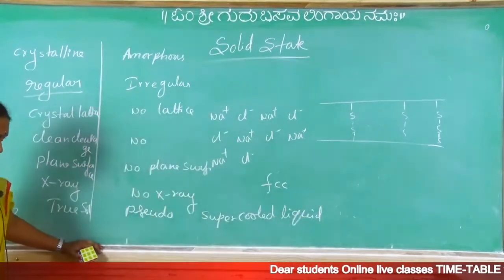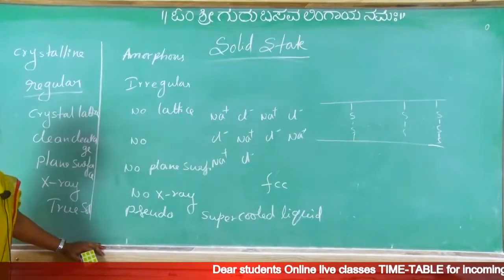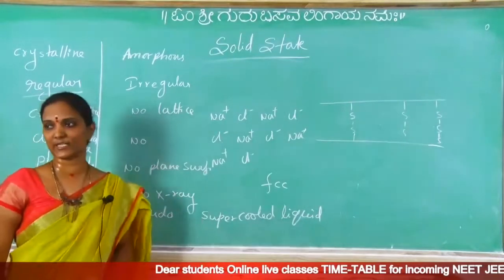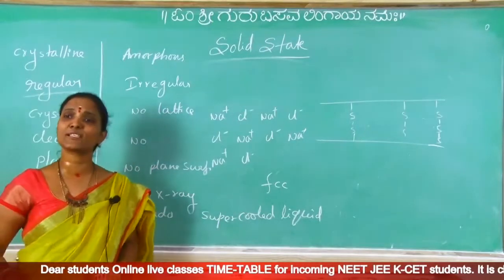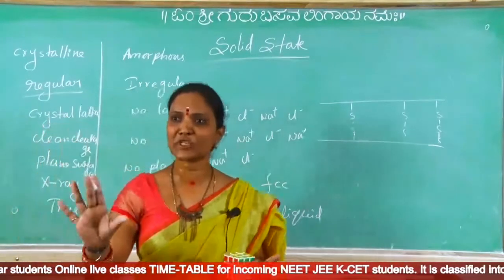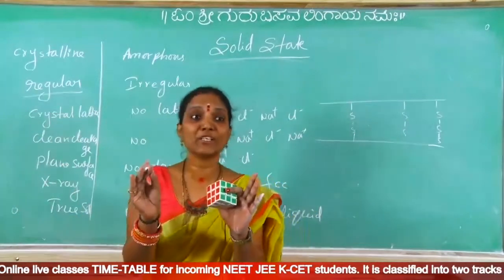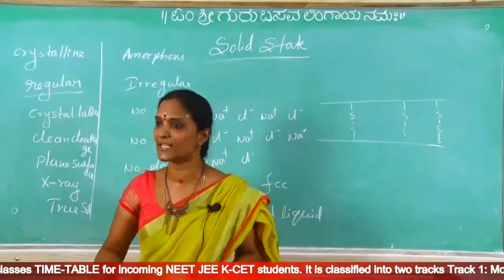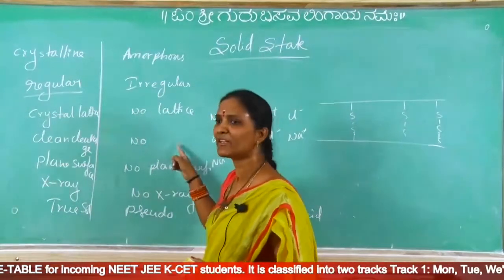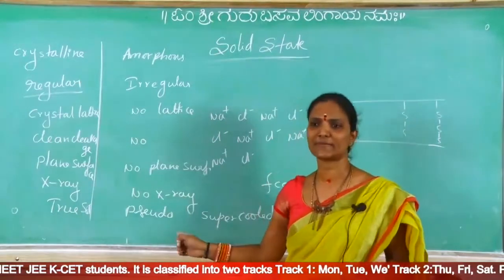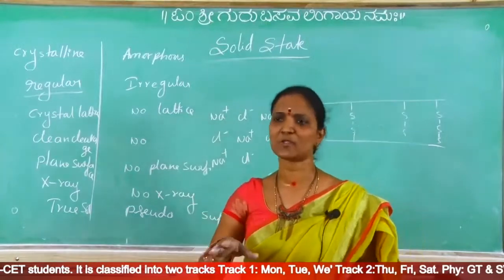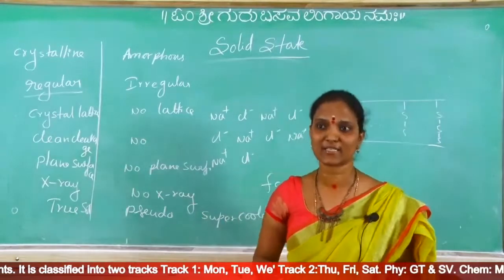I hope you are able to understand my handwriting also. Pseudo solids, super cooled liquids. They are called pseudo solids or super cooled liquids. Why are they pseudo solids? A solid has definite shape and definite volume. Definite shape is there, that is called the solid state. Here definite shape, but here no definite shape. So how can we say these are solids? That's why they are called pseudo solids, because they have solid characters and liquid characters also.